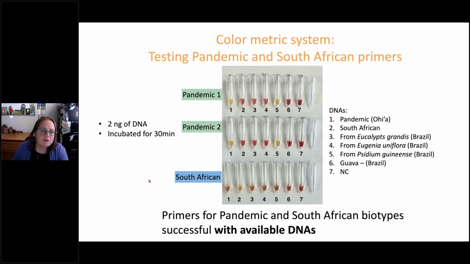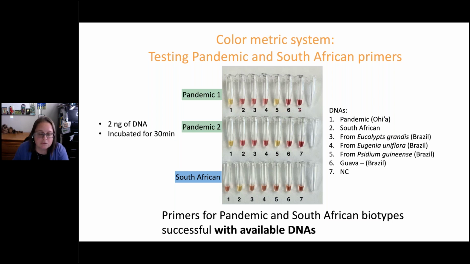So Jorge has developed 2 different assays for the pandemic biotype. So what we basically have here is the pandemic assays, and then we put in different types of DNA. And so basically 1 is the pandemic biotype, 2 would be the South African, 3 is the eucalypt type, 4 and 5, we don't know what those are, and so they were just sort of test unknowns. And then the guava biotype is in 6.